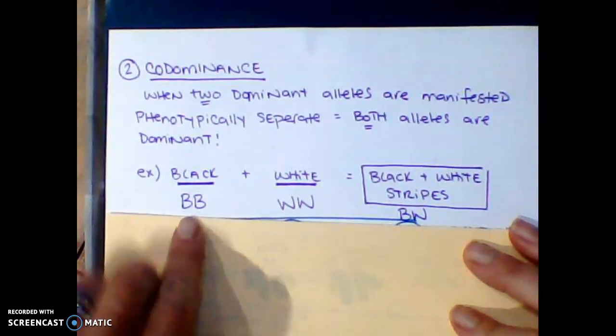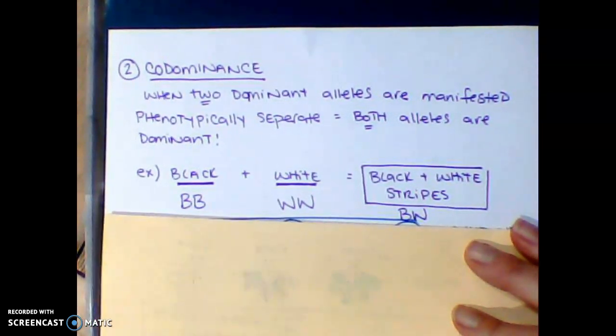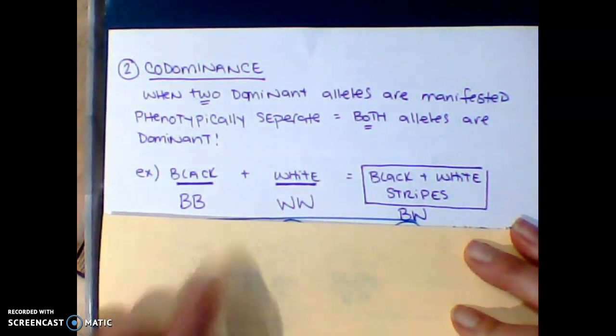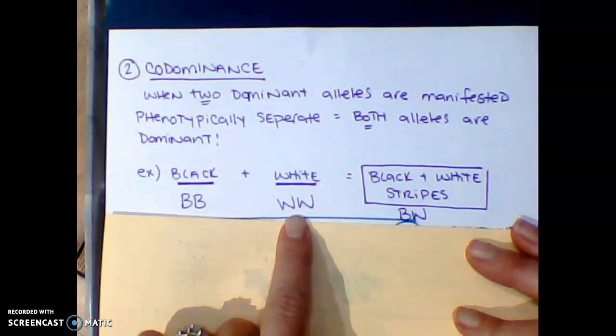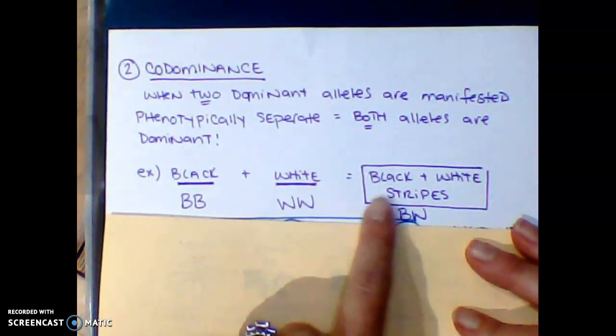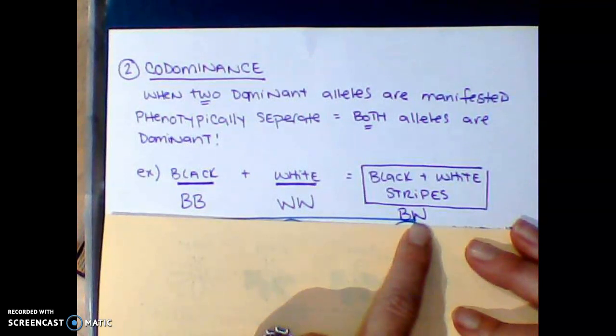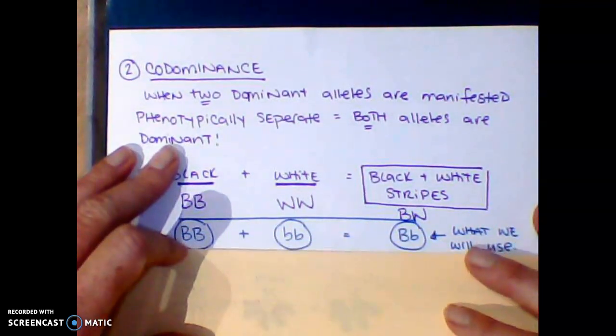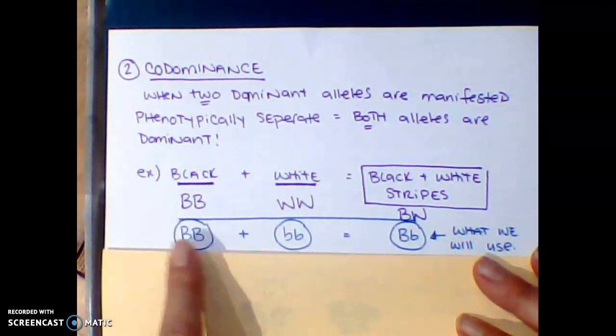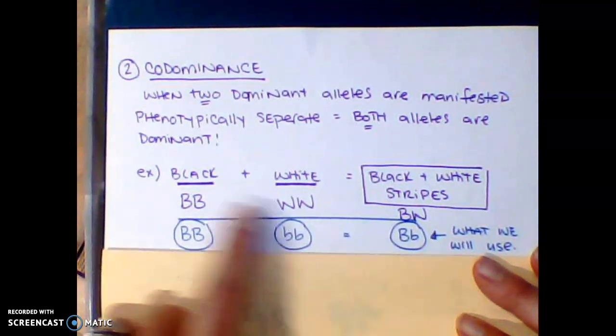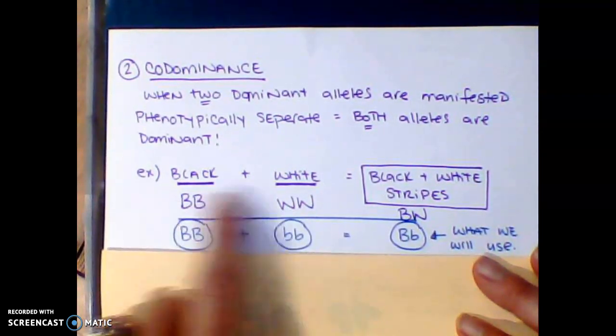So again, in some books, you will see this, black being big B, white, because he's dominant, is big W, and therefore black and white stripes, like on a zebra, would be big B, big W. But in this class, we're going to keep it to one letter only. So we're going to use B straight across. We're not going to be blending two different letters.